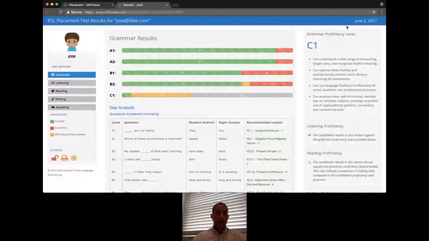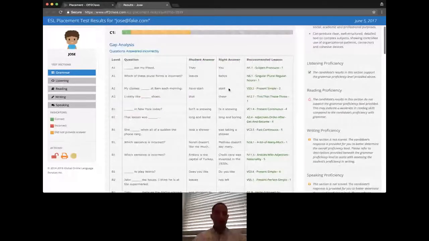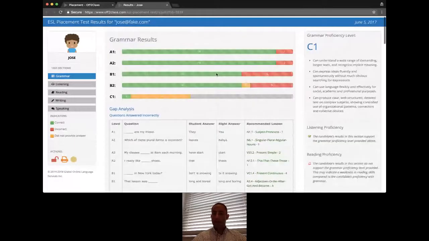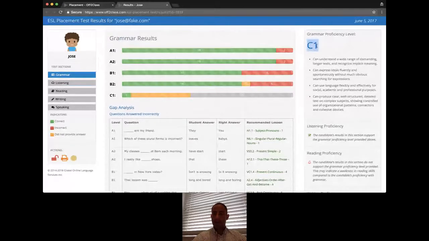In addition, for the grammar, we've got what we call a gap analysis. And this is really all about the starting points with this student. So for every question that the student answered incorrectly, we've got the question laid out for us, what the student put, and what the right answer is. And most importantly, we've got the lesson from our content library that you'd use to deal with that deficiency. So in this case, Jose's overall grammar proficiency is tracking at a C1, which is an upper intermediate, yet he's displaying all these A1 and A2 issues.